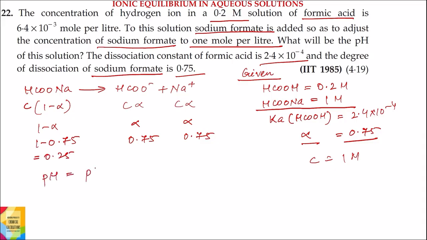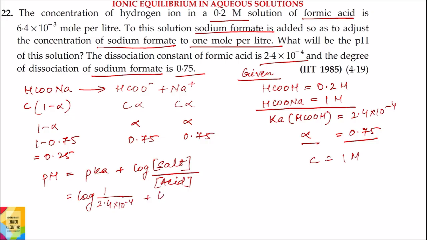pH is equal to pKa plus log of the concentration of the salt divided by the concentration of the acid. So pKa means log 1 by the value of Ka, that is 2.4 into 10 to the power minus 4, plus log, what is the concentration of the salt? The concentration of the salt will be 0.75 divided by the concentration of the acid.